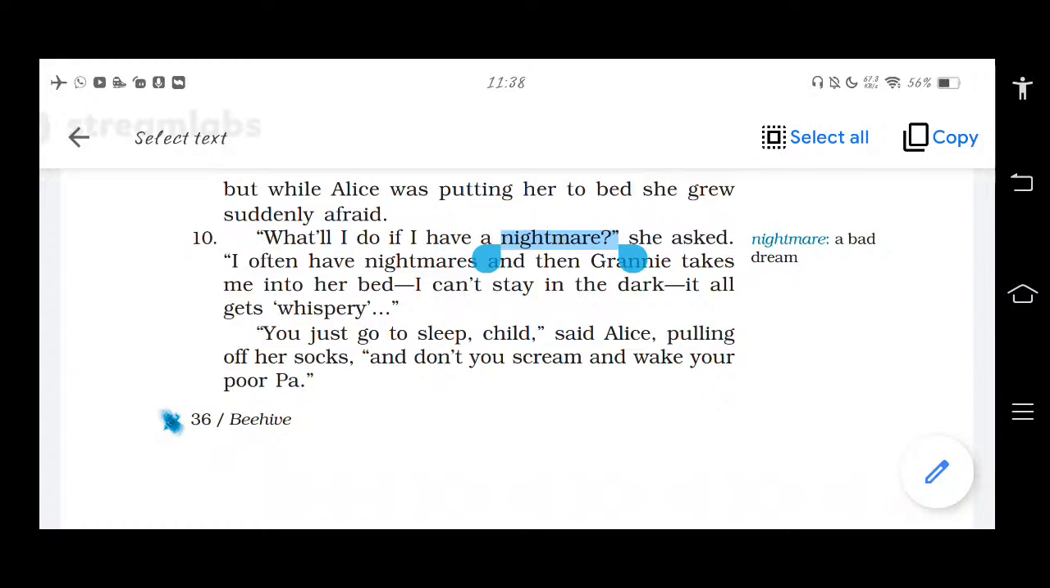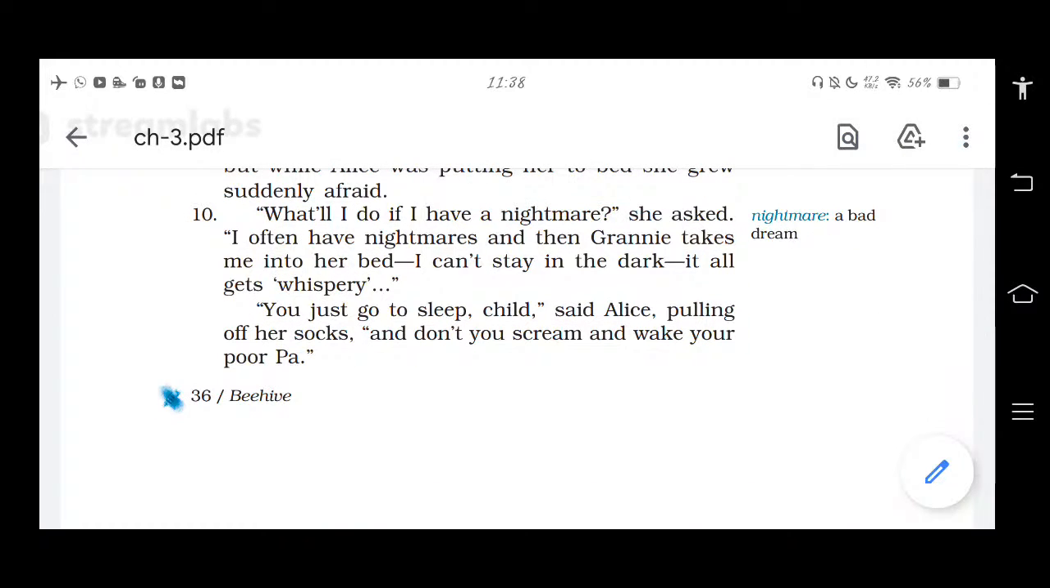She asked, I often have nightmares. So I often have nightmares and then granny takes me into her bed. When she gets such kind of bad dreams, as she gets scared of it, very next grandmother used to take her to her bed to comfort her. But what if she gets such a nightmare today, because her mother went outside, her grandmother went outside? There is no one. So what would happen? I can't stay in the dark. It all gets whispery. In such a way, she was speaking with her.